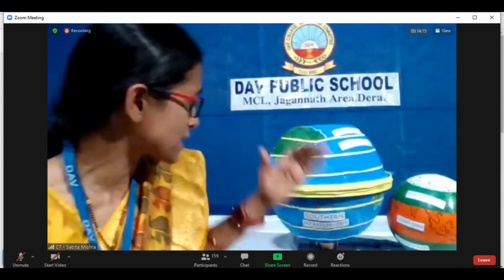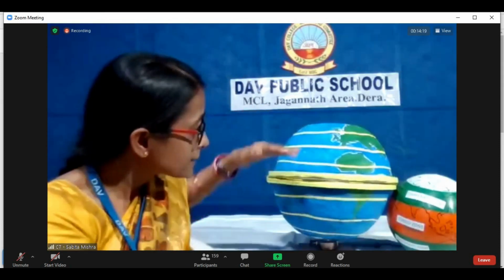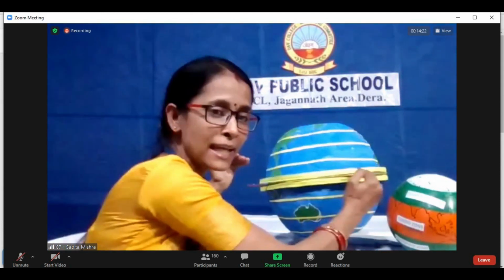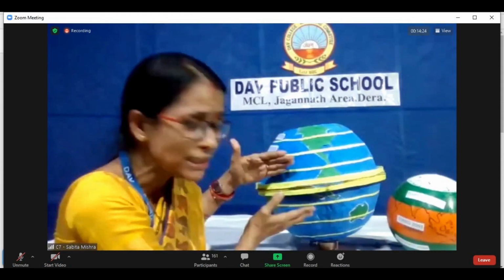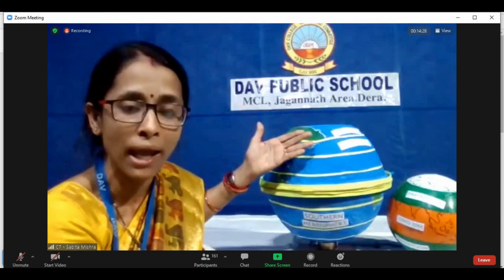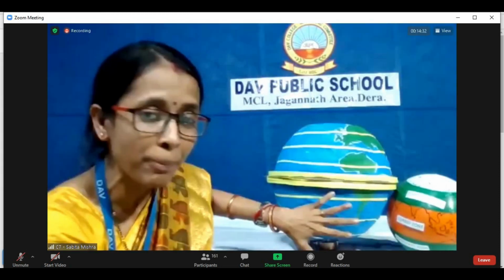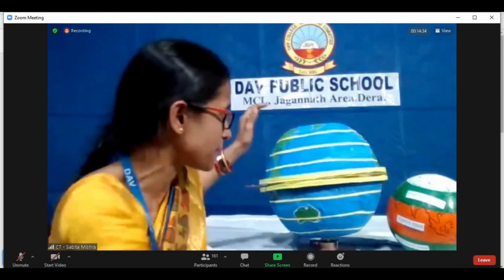Now, everybody can see this is a small model of the Earth. And here in the middle, one imaginary line is running. This imaginary line divides the entire globe into two equal halves. The upper part is known as the northern hemisphere, whereas the lower part is known as the southern hemisphere.